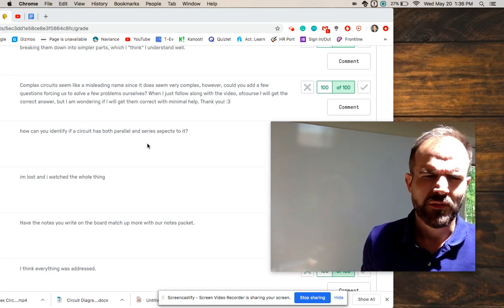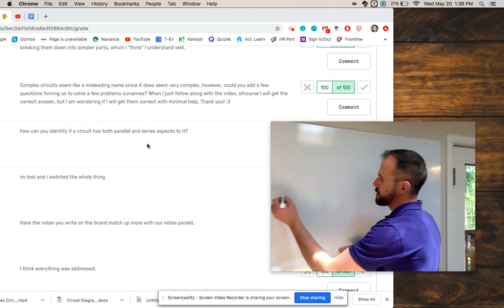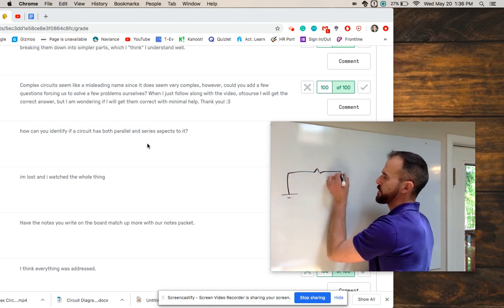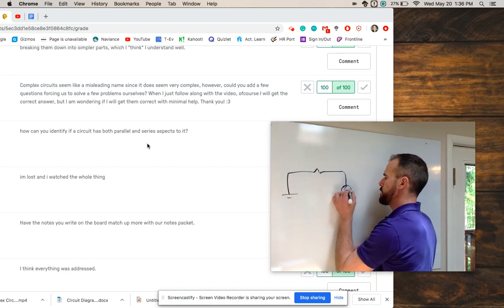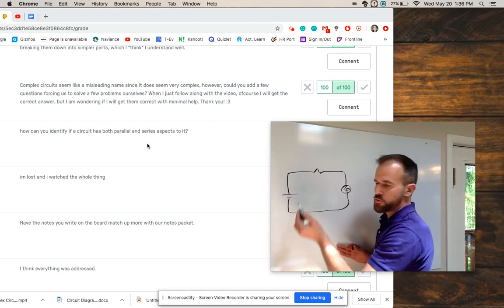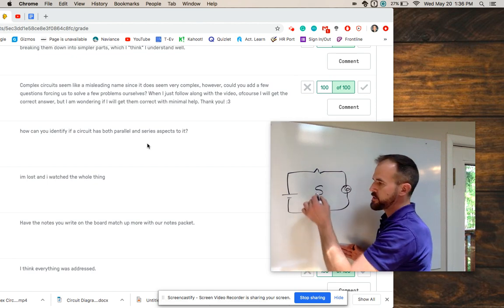How can you identify if a circuit has both parallel and series aspects to it? So you get used to the battery symbol. If you just start going through things, like a light bulb, stuff like that, and you make your way back to the battery, if there's no break anywhere and it doesn't split in any way, then that is definitely a series circuit.